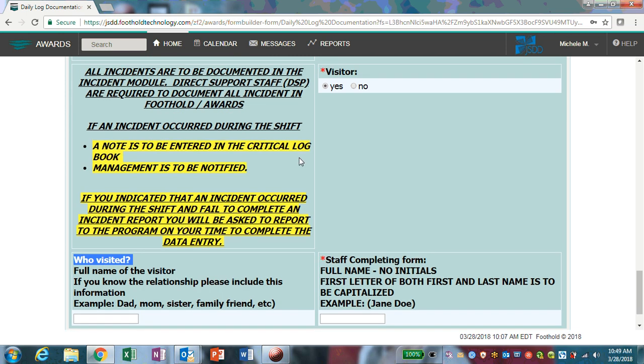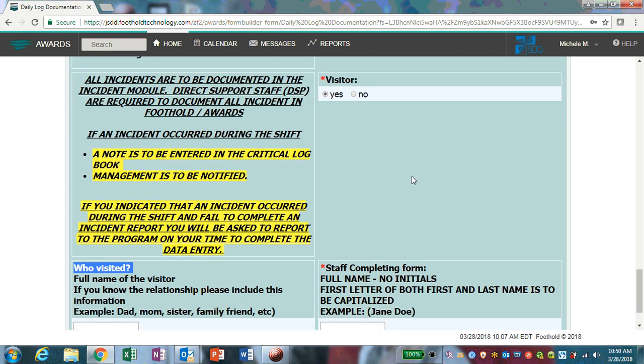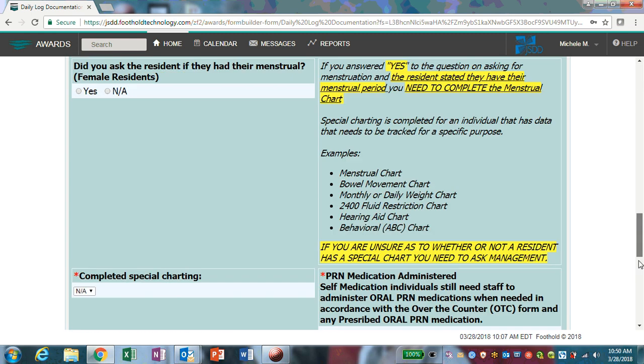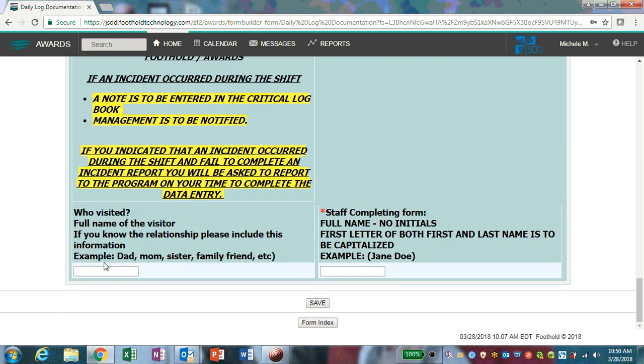Now, when we're talking about who visited, it's not if this is a test resident, her mom came to visit. Her mom came to visit only her, not everybody in that group home. So everybody in that group home doesn't indicate a test, this is a test mother. What you're going to do is only indicate it for that resident.